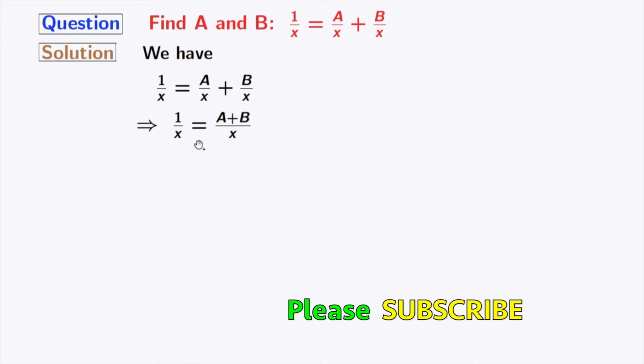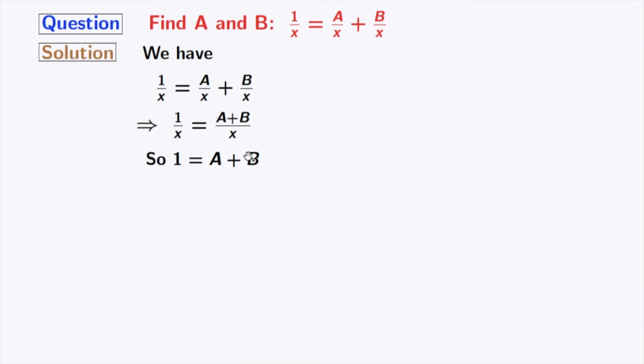Look, both the denominators are the same, so the numerators must be equal to each other. So we have 1 = a + b. So the desired values of a and b should satisfy this equation.